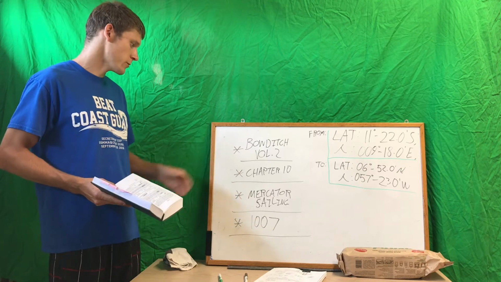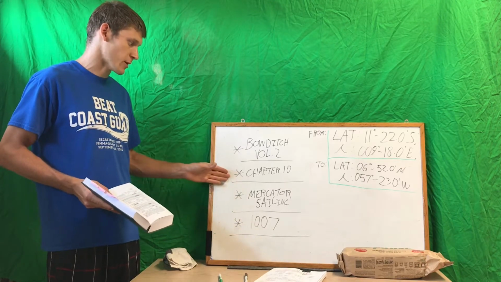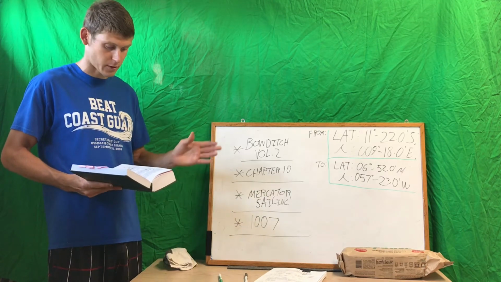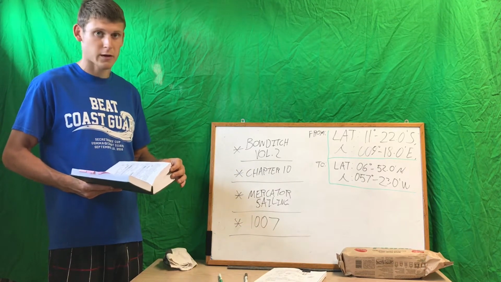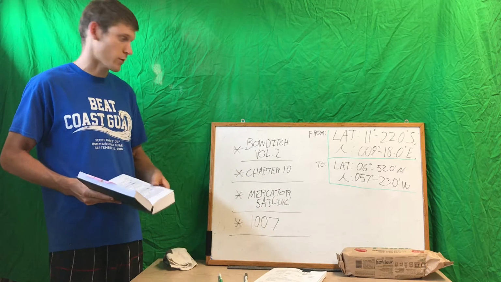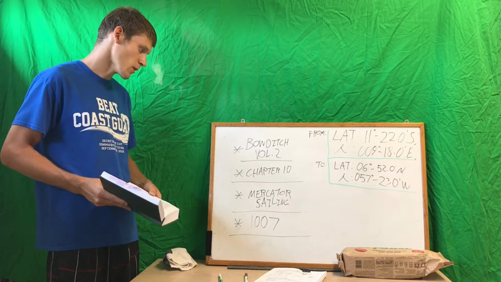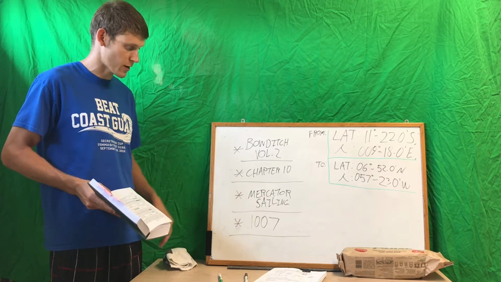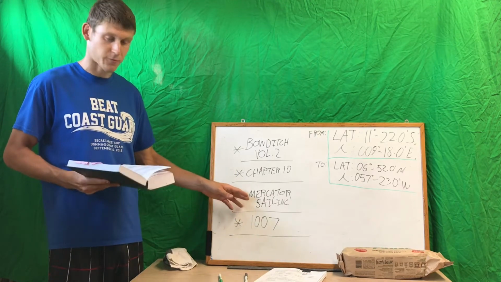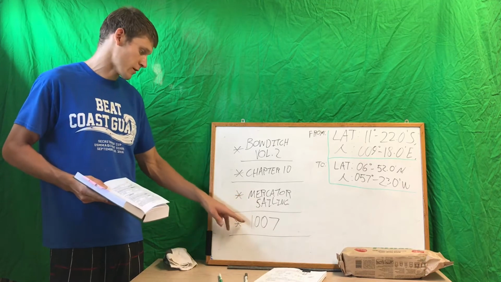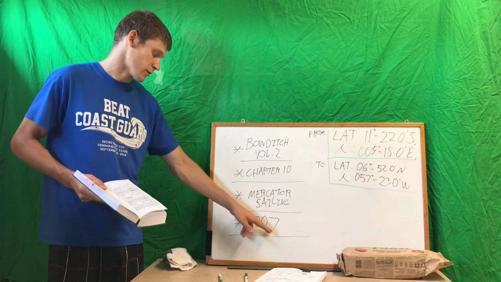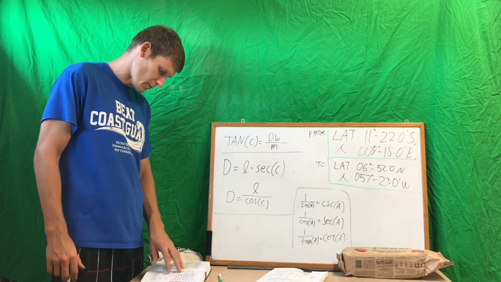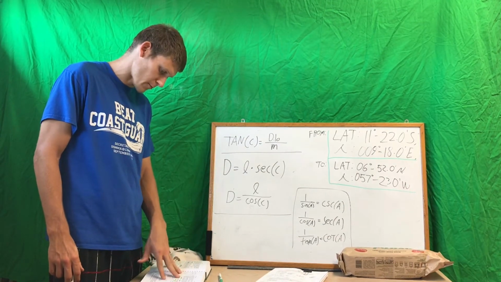So in Bowditch Volume 2, you're going to go to Chapter 10. Chapter 10 is the Sailings. All your formulas for Great Circle Sailing, Mercator Sailing, Parallel Sailing, that's all going to be in Bowditch Volume 2, Chapter 10. Then you're going to want to skim through Chapter 10 to find Mercator Sailing. Now, the formulas for Mercator Sailing are located in section 10.07. So you skim through the book, you find Mercator Sailing, and you find the formulas.